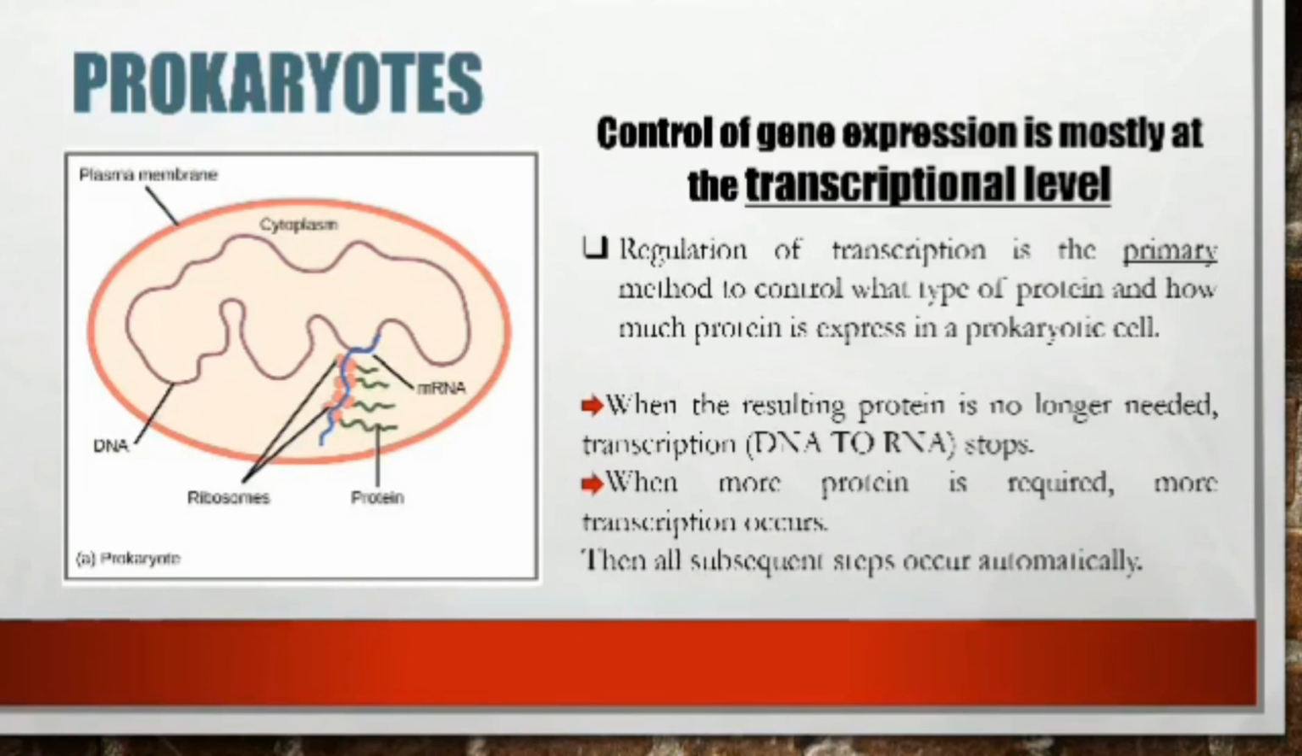Written down below, we have the two arrows which state the situation wherein the resulting protein is no longer needed. If it is, then transcription stops. And if more protein is required, then more transcription occurs. Then the following subsequent steps occur automatically.